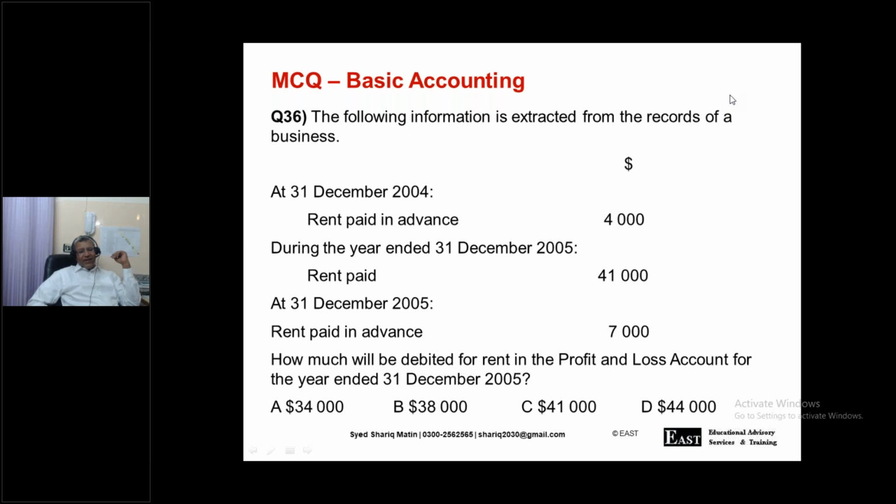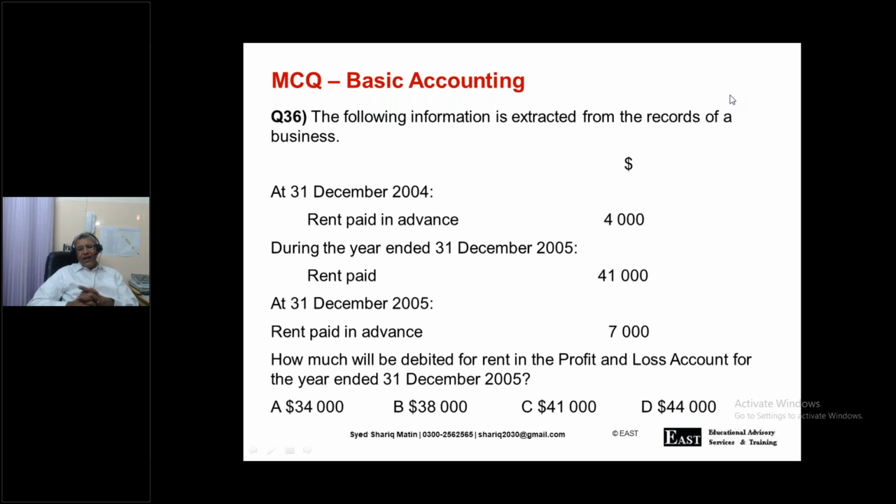So, sir, we'll make a T account, and our brought down balance is 4,000. Our cash paid during the year is 41,000, and then we have 7,000. We'll add 41,000 and 4,000, which is 45,000, and minus 7,000, which we have, is 38,000. Great, that's correct. Thank you, Taha.